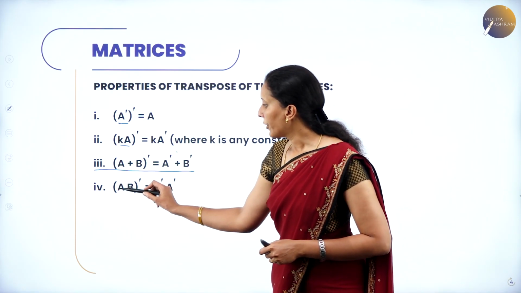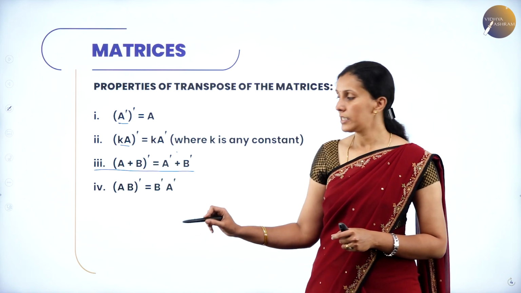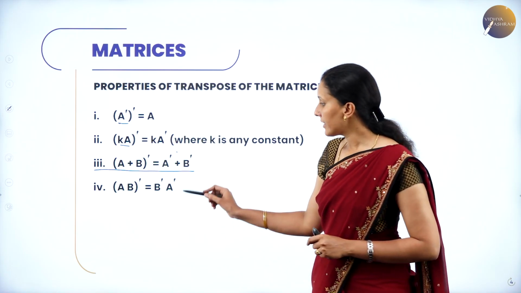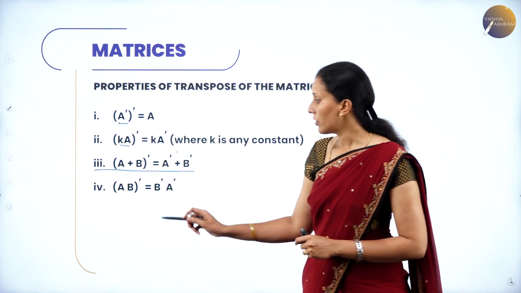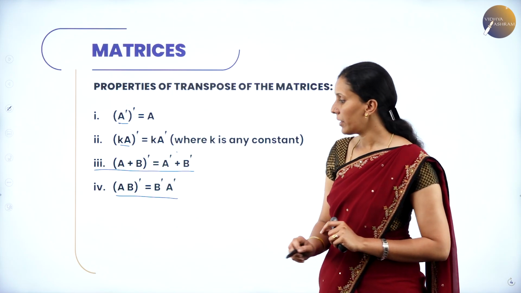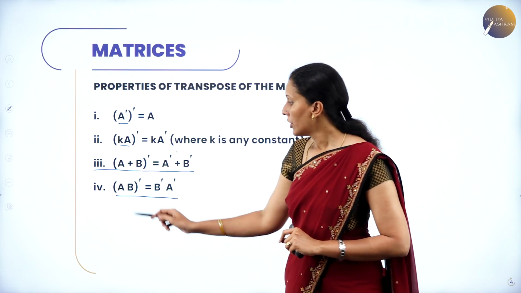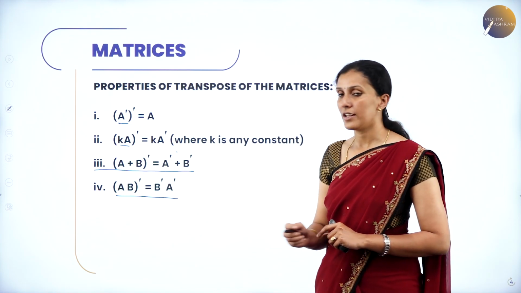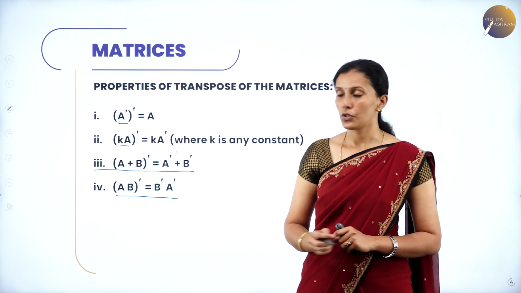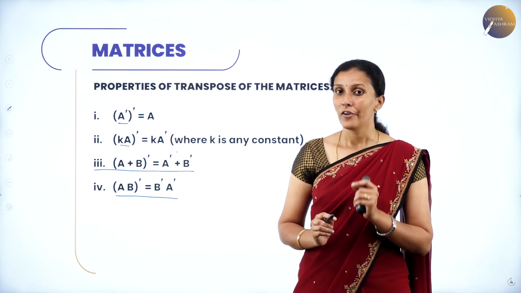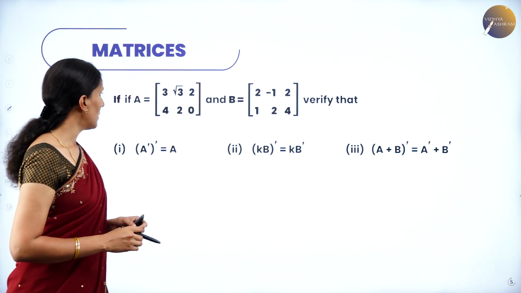Next, similarly, if you have AB whole transpose, then it is B transpose A transpose. Do not write it as A transpose B transpose. This is a very important result which is asked in your examinations also for a 5 marks question. So AB whole transpose is equal to B transpose A transpose. These are some properties of the transpose of a matrix which you should remember. So let's see a few problems now.